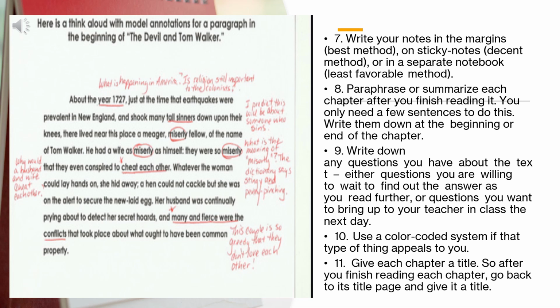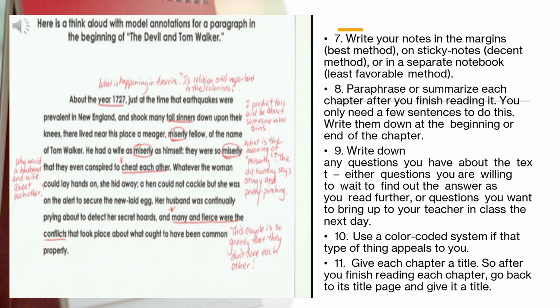So what's the decent method there on making annotations? If you have questions regarding portions of the story or of the text that you are reading, then you make use of sticky notes. Okay, so that's the decent method. Then the last one, writing it on a separate notebook. It's the least favorable method because you are losing the momentum on reading the text. So that's why it's the least favorable method.